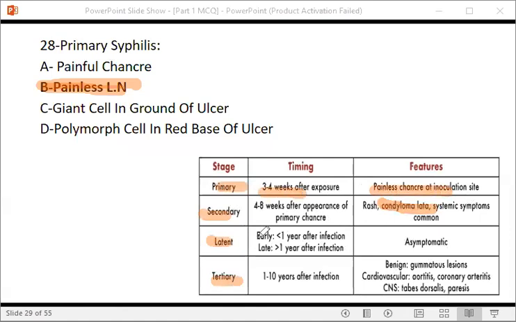Latent has early, less than 1 year after infection, and late, more than 1 year. Usually this is an asymptomatic period. The tertiary stage is where all the disasters happen: gummatous lesions, arthritis, coronary arteritis, CNS involvement, tabes dorsalis, and paresis. Everything would happen there, and the ending is unfortunately severe. Still, this disease is 100% sensitive to benzathine penicillin. Okay? Let's go to the next.